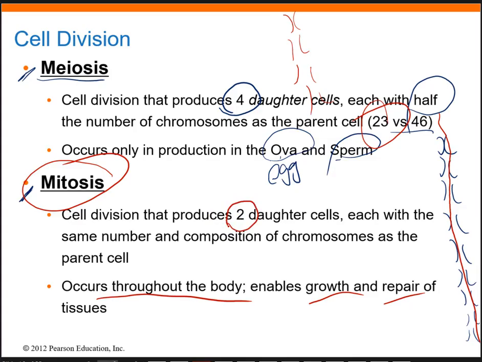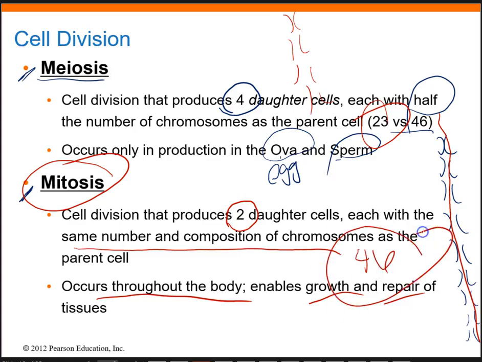In mitosis, it's a cell division that produces only two daughter cells. And each cell has the same number of chromosomes as the parent. So one cell divides and it produces two identical cells. They look exactly like the mother cell, exactly like the first cell. And they all have the same 46 chromosomes.